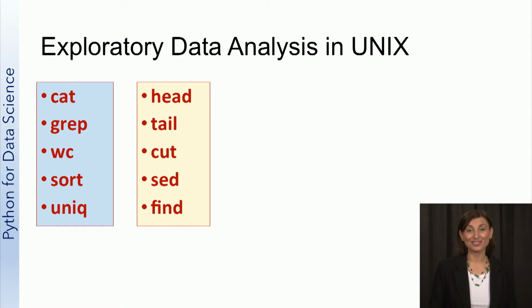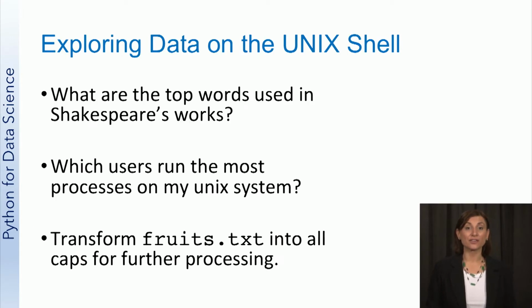These commands are best learned through examples, so let's look at 3 questions we can solve in Unix using such commands. Thinking of the text file we had of Shakespeare's works, I can try to find out the top words used in all his works, and maybe even create a plot of the top 15 words. I can also focus on my Unix-based system and look for the top 3 user IDs that run the most processes in my system. I can also just transform one of the files, like fruits.txt we had, to have all capital letters of the same text.